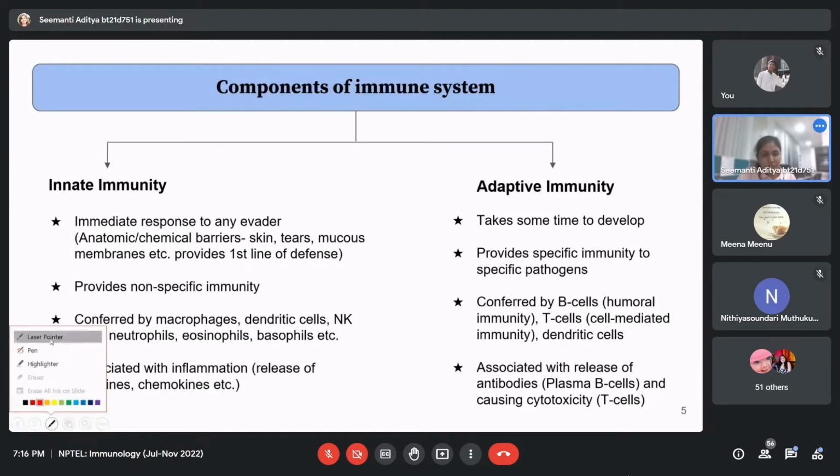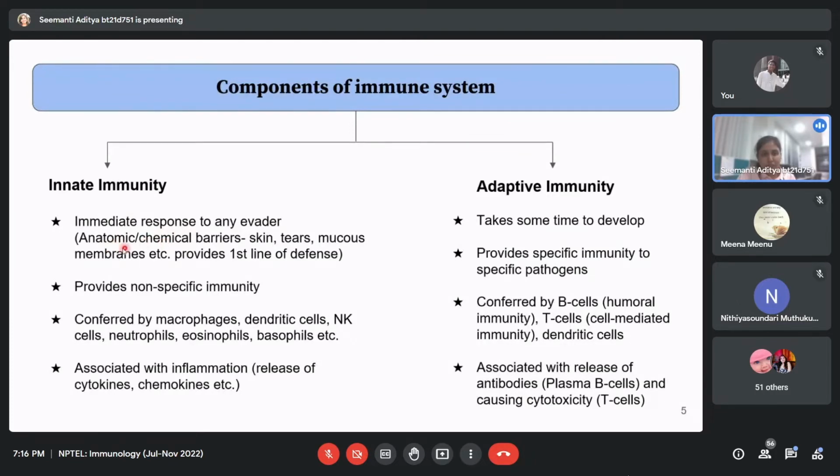So basically, if you are getting a cold, a wound, or if you're getting hurt, or are exposed to any kind of pathogen — we are always exposed to so many pathogens, viruses and bacteria all around us — our innate immunity is always maintained at basal levels. So we will have an immediate response to any kind of evader inside our body.